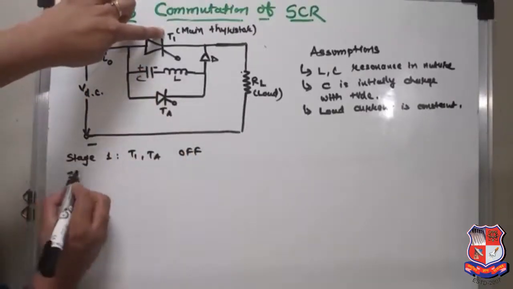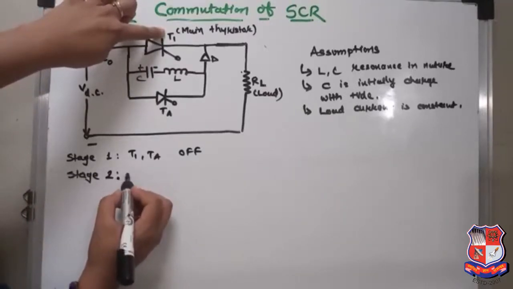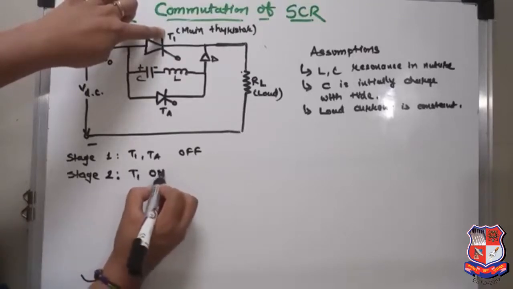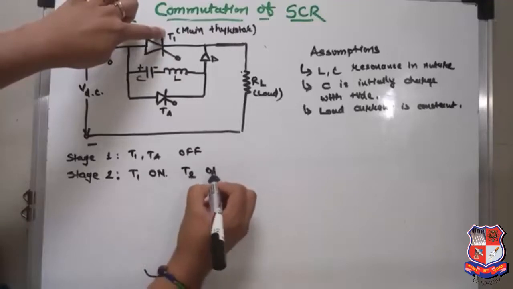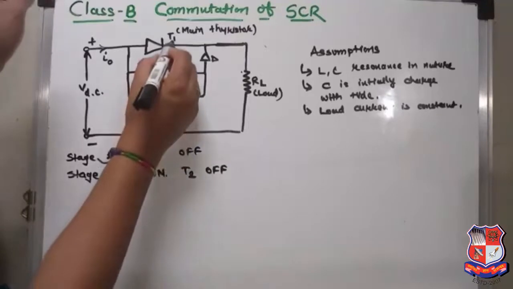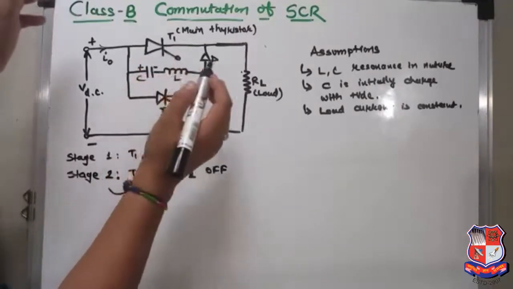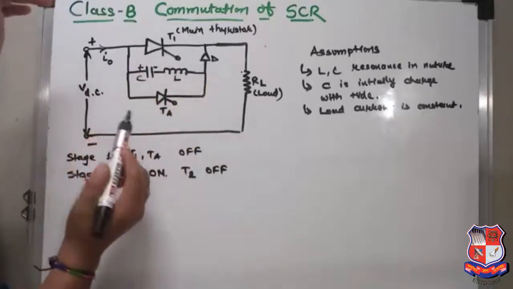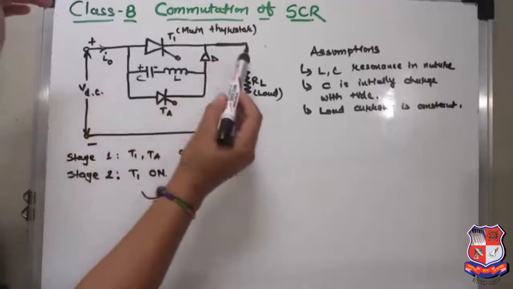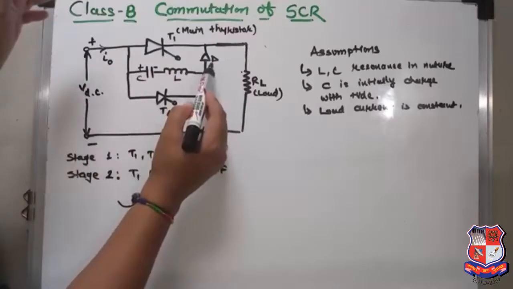Now in stage number 2, T1 is on and TA is off. T1 is turned on by applying a gate pulse at a firing angle of alpha. Then current flows through T1, through the load, to the negative. The diode is still open circuited.